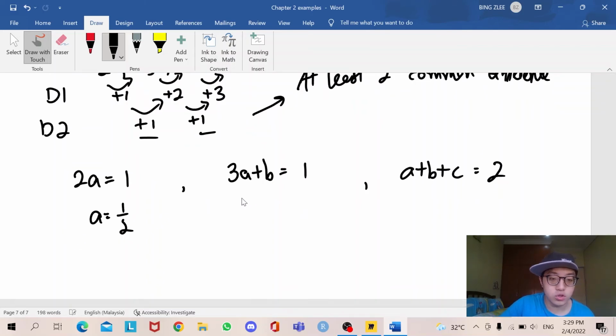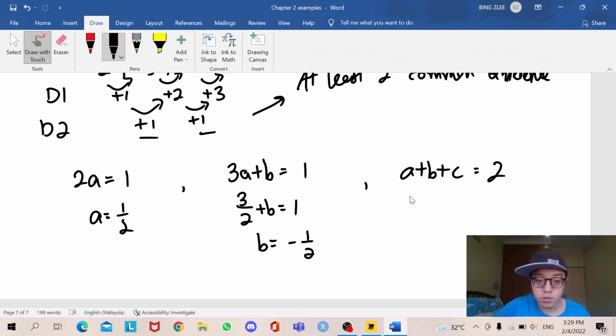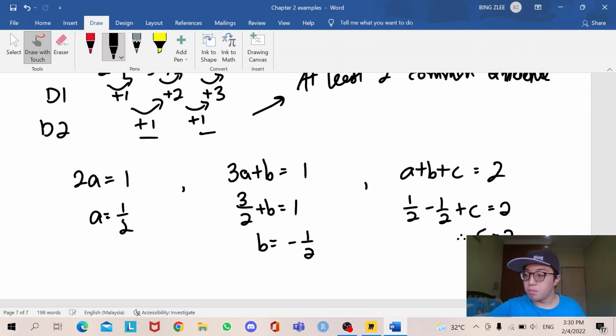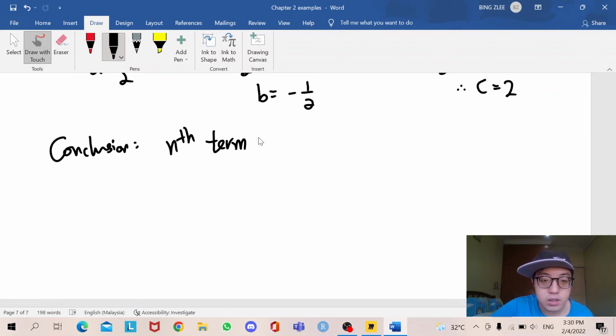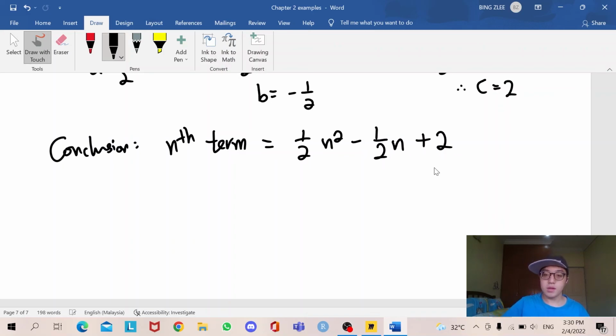a is equal to 1 over 2. 3 over 2 plus b is equal to 1, and b is equal to negative 1 over 2. So you will get here 1 over 2 minus 1 over 2 plus c is equal to 2. Therefore, you get c is equal to 2. But you cannot stop here. You must make a conclusion that the nth term is equal to a n squared plus b n plus c. All right, so this is the final answer that you can get.